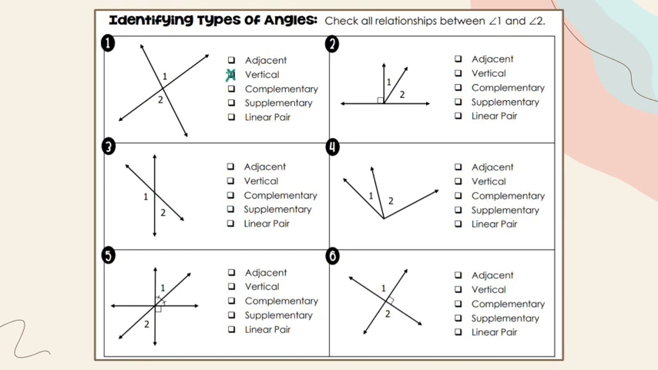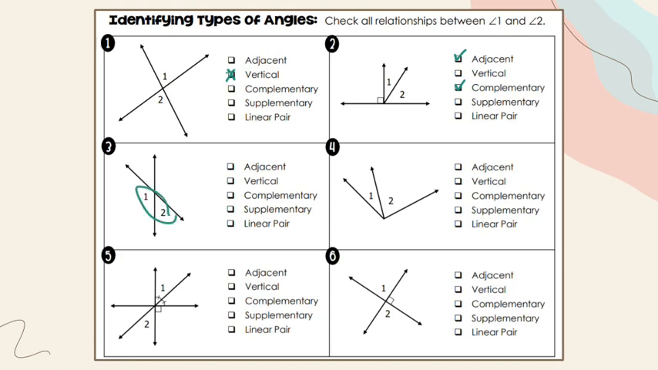On number 2, we have angle 1 and angle 2. These two angles are adjacent because they do share a side. They are not vertical angles because vertical angles are across from each other. Complementary means they add up to 90 degrees. Since this is a straight line and this is 90 degrees, that means this side also is 90 degrees. Therefore, 1 and 2 are, in fact, complementary angles. Supplementary would mean they would add to 180. They cannot be both complementary and supplementary, so that's out. A linear pair has to be adjacent and supplementary. Since these are not supplementary, they cannot be a linear pair.